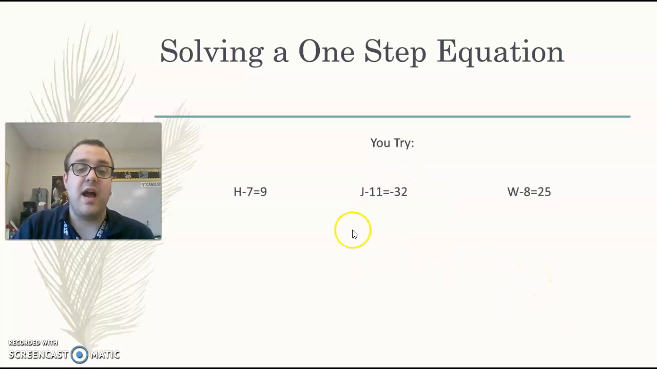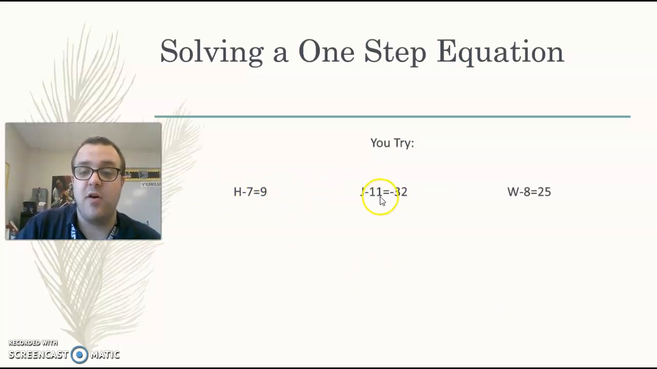All right, I want you all to try these 3 problems. Here are 3 problems involving subtracting that number. Again, how are you going to solve them? You're just going to add that number to both sides to get them by themselves. Go ahead and try those for me, and then meet back and we'll check them together.